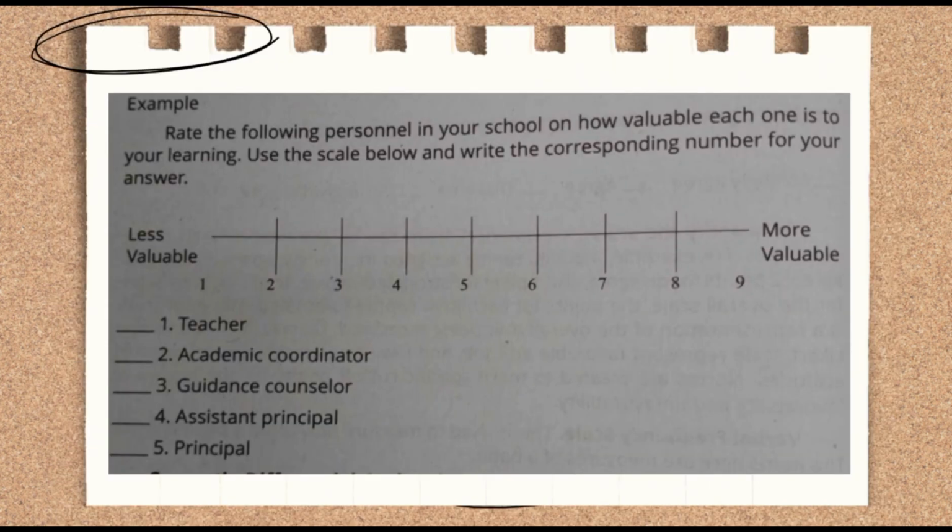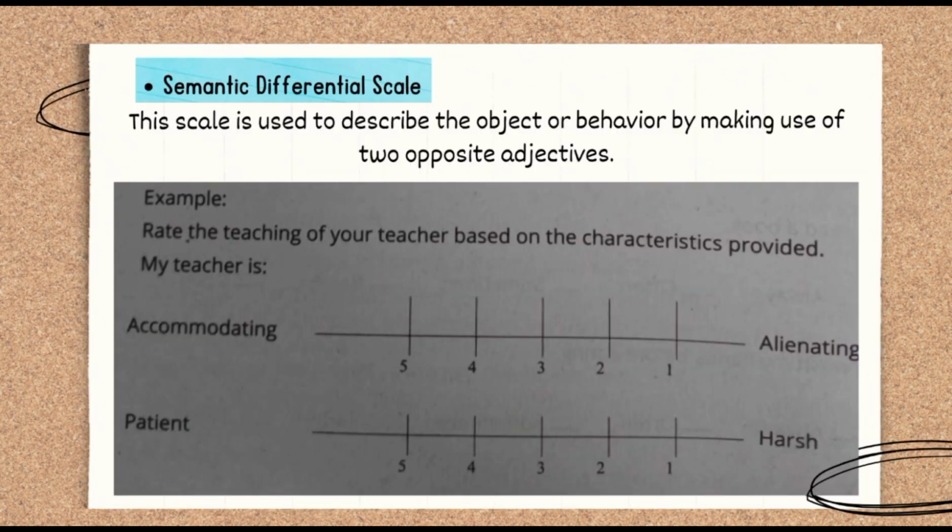For example, rate the following personnel in your school on how valuable each one is to your learning. Use the scale below and write the corresponding number for your answer. From the given example, it is intended for the students within a school, where they will rate how valuable the teacher and the academic counselor are to their school or to them as students. So with this, they will just write the number in the blank provided in accordance with the given scale.